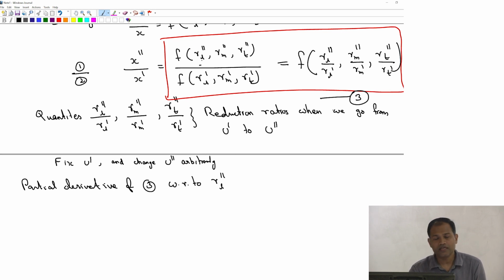So the numerator is a function of RL double prime, so I should differentiate it. The denominator is not a function of RL double prime, so I don't have to do anything. The right hand side is a function of RL double prime by RL prime, so I should be applying the chain rule. So let's do that.